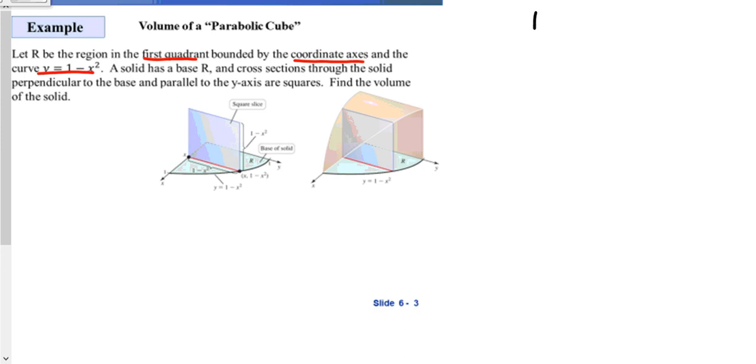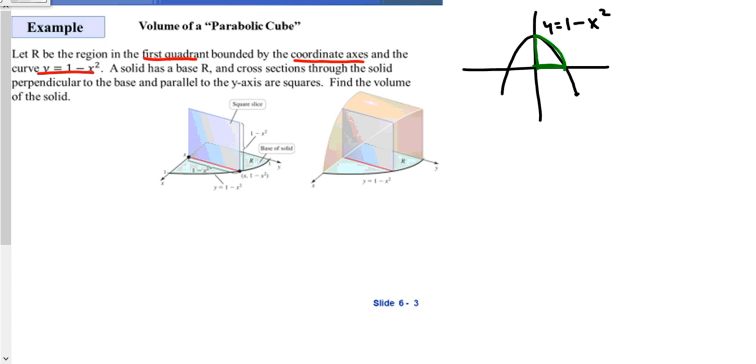So if I were to graph that, 1 minus x squared is going to start at 1 and come down like that. So every y value is determined by 1 minus the x squared, depending on what the x is. Now we're looking at the part bound by the coordinate axes in the first quadrant, so we're just looking at this region here.